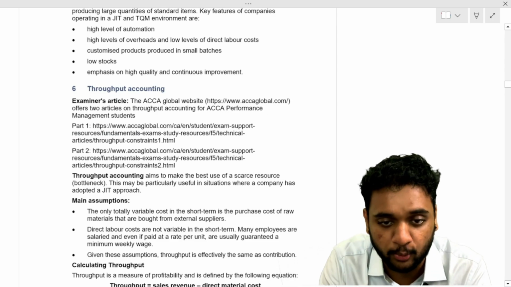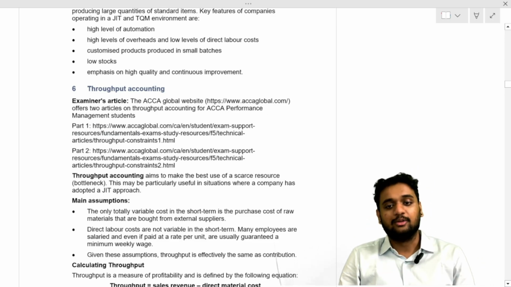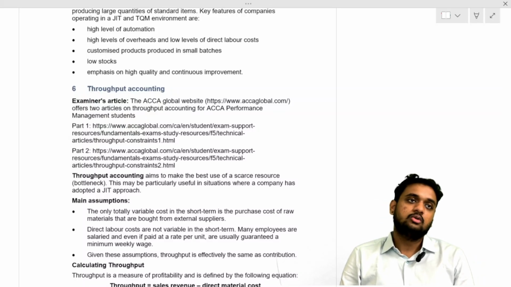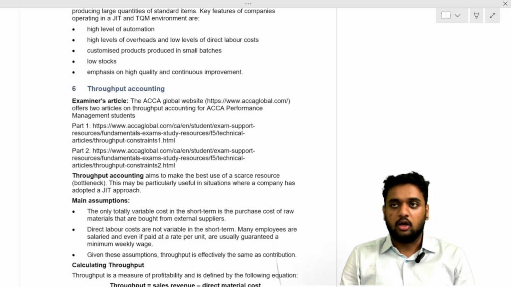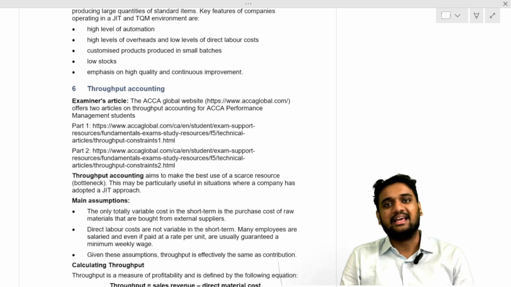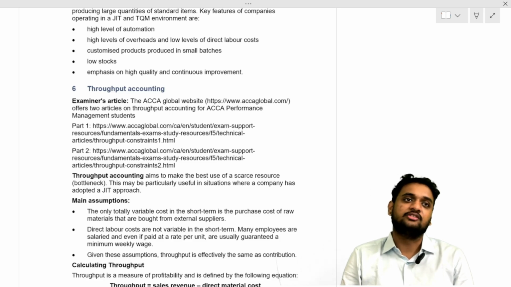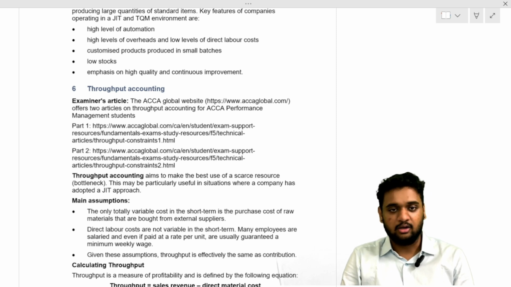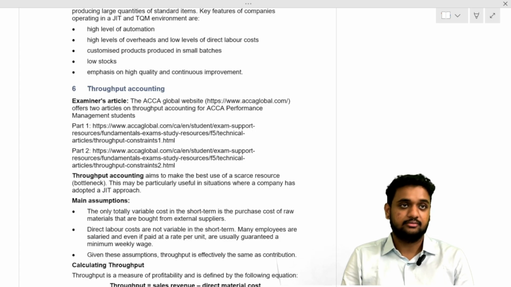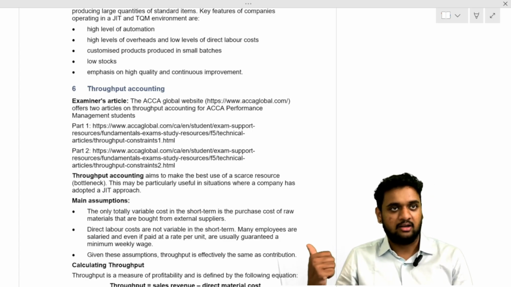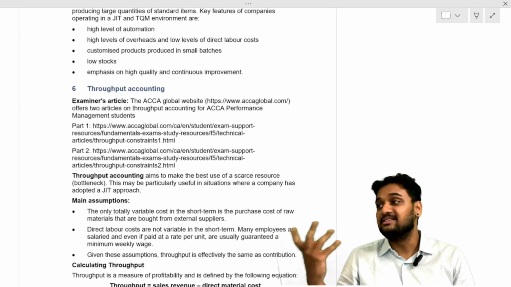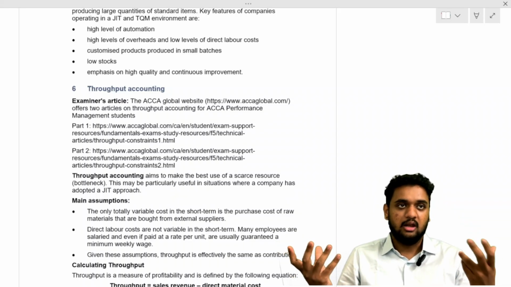Now we'll see something called throughput accounting. Throughput accounting is related to what we saw as limiting factor in the chapter on planning with limiting factors. It is similar to it. There we call it limiting factor, here we call it constraint, the theory of constraints. We will see how we can differentiate between a limiting factor and the theory of constraints.